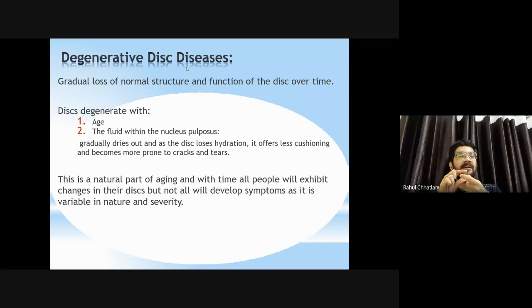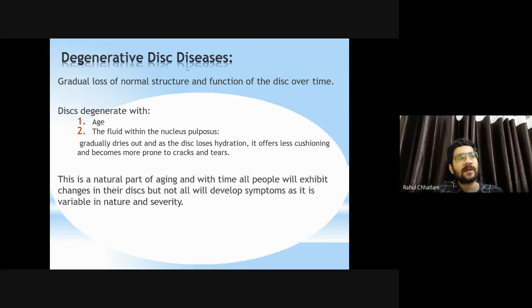Yes, if that hydration decreases, it will easily compress. If it compresses easily, then the space between the two vertebrae, the intervertebral space, will decrease. If it decreases, then spinal nerves or any peripheral nerve that is coming out from this will get compressed. And if it gets compressed, there will be signs and symptoms. That is why it is important for us to understand the anatomy and link it to the disease.